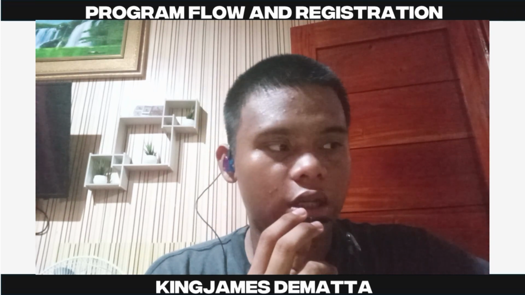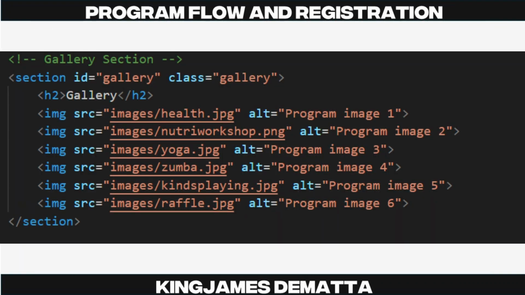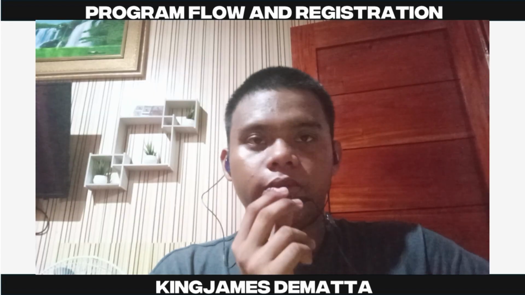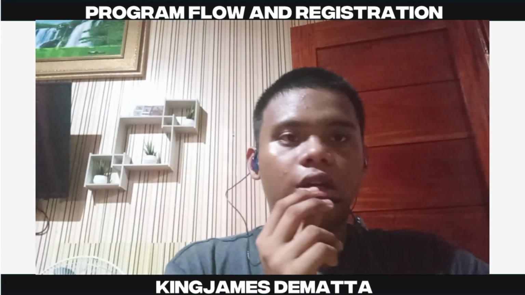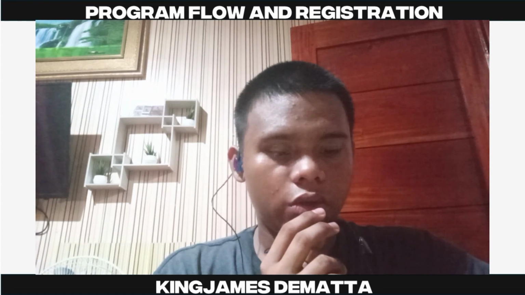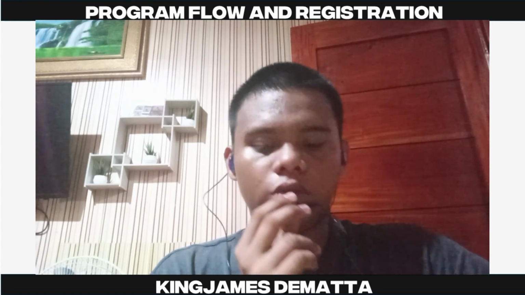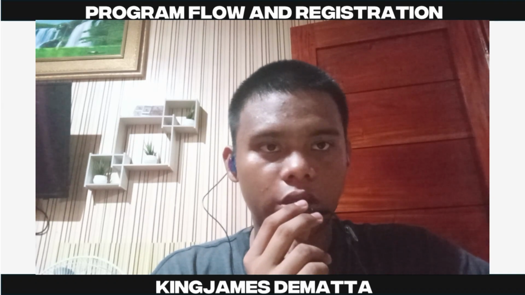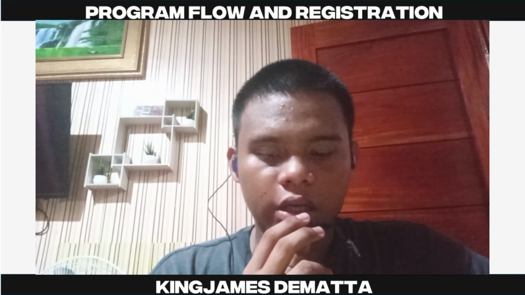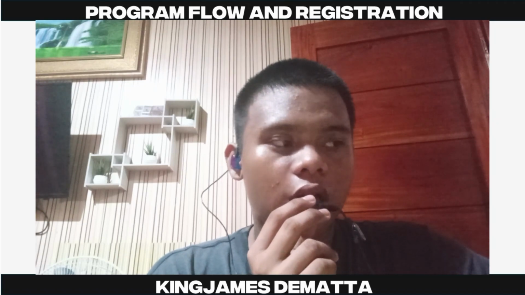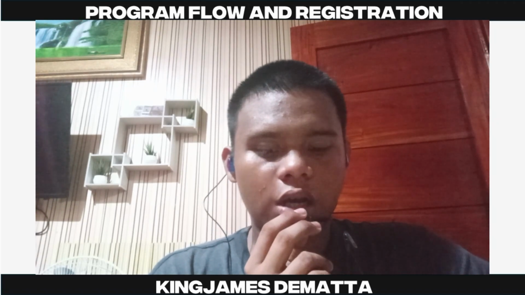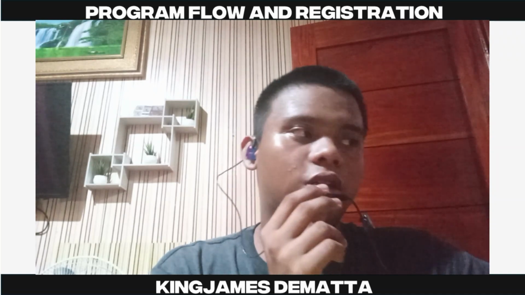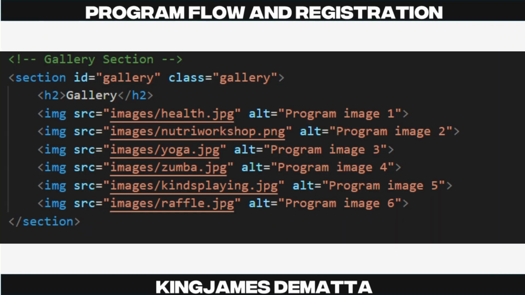After that, for the gallery section, we're gonna use the section ID gallery and H2 for the headings of the gallery. Use also the IMG SRC for the images link inside the project folder, and we also use alts as an alternative name to show the image if it will not load in the program, and that is same to the image until the image ends, and after that we're gonna close the section tag and proceed to the registration form.